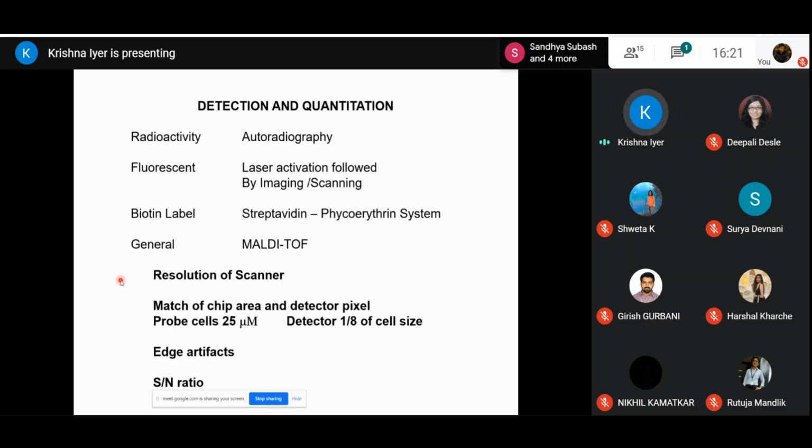So you have to imagine that the detector cannot be bigger than the size of the probe cell, so that it can detect where all these binding events have occurred. Because of that, you can also sometimes get what are called edge artifacts or a signal to noise ratio. So these are all technical issues, but those are not our headache. The technical fellows will take care of that. The important thing is to remember that things are not as simple as you think they are when you miniaturize things.